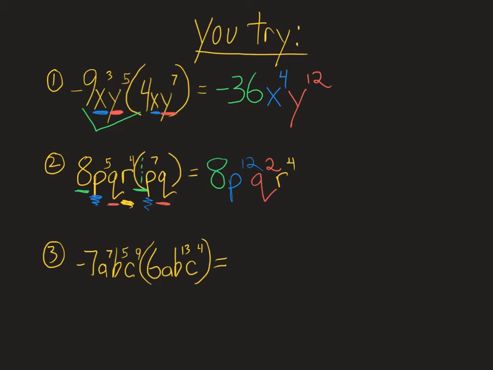All right, one more time. Let's do it again. -7 times 6, -42. 7 and 1 makes 8 A's. 5 B's, 13 B's is 18 B's. And we've got 9 C's and 4 C's, 13 C's. There you go.